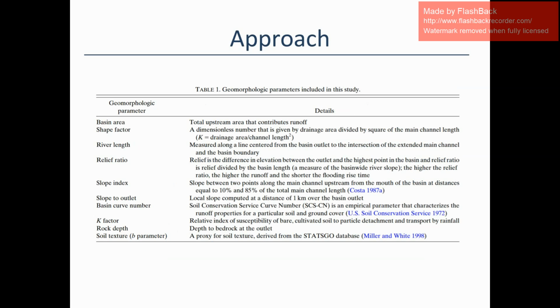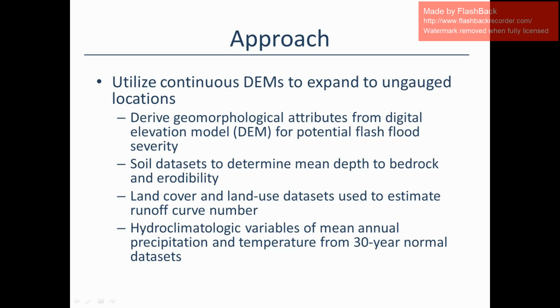Those geomorphological parameters are included in this table, and they include things such as basin area, shape factor, river length, relief ratio, slope index, slope to outlet, basin curve number, K-factor, rock depth, and soil texture. Quite a few parameters. The study takes that information and utilizes it with DEMs to expand to ungauged locations.